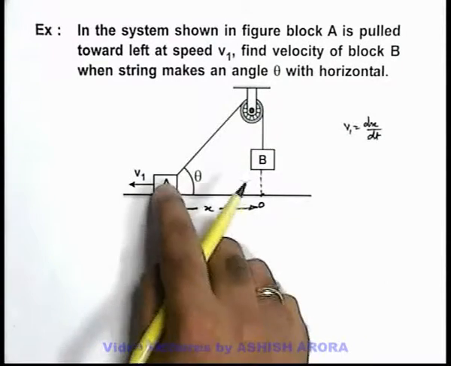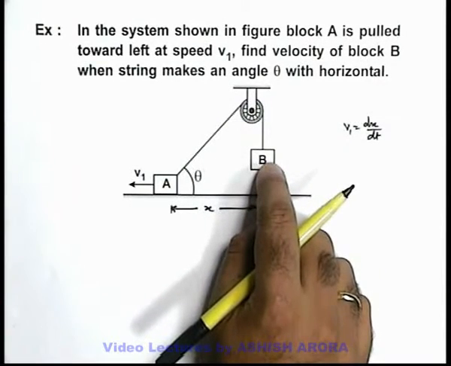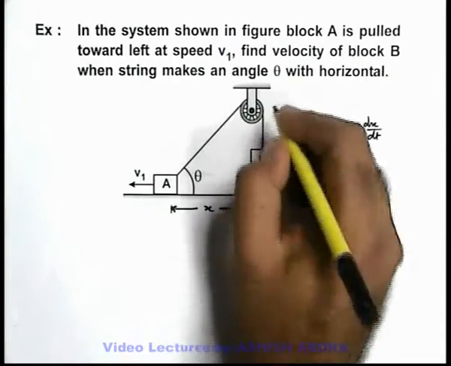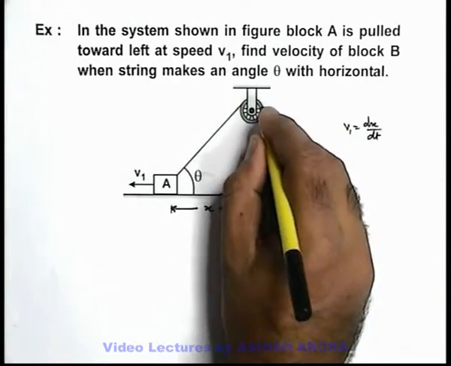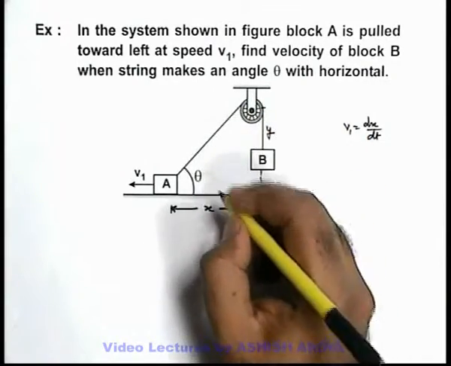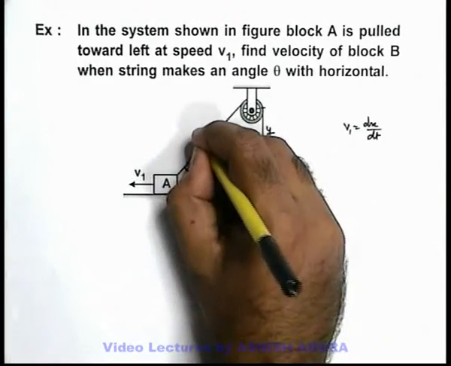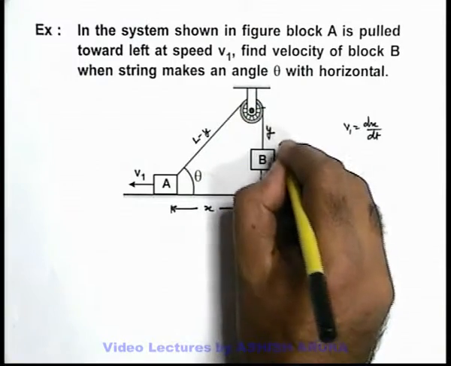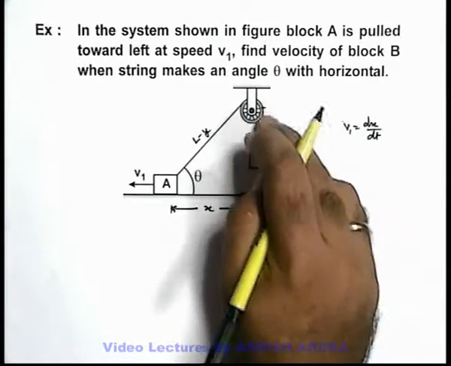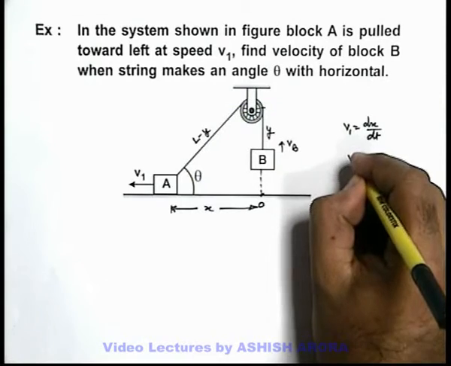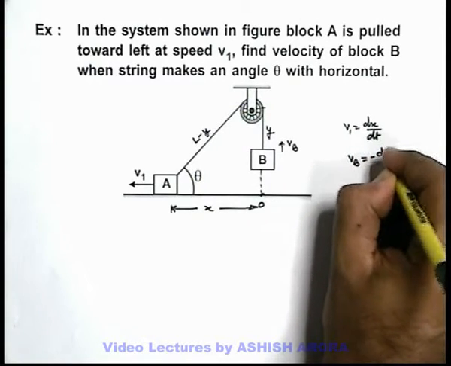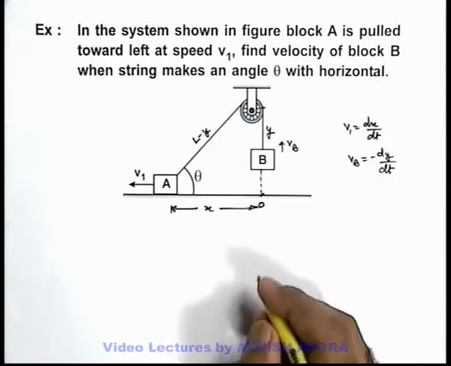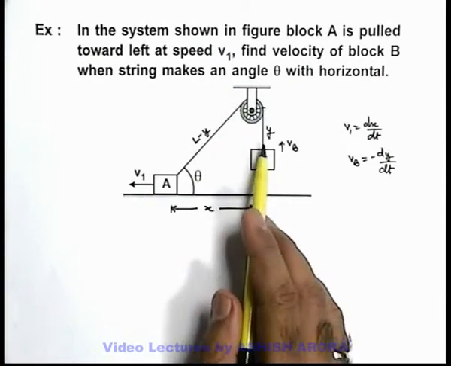And if the length of the string we consider to be constant, and it is say L, and the distance of block B from the topmost point of the string is y, we can write this distance as L minus y. And here, as block B is going up with velocity vb, y will be decreasing, so I can write vb equals minus dy by dt. Now I must try to relate x and y.